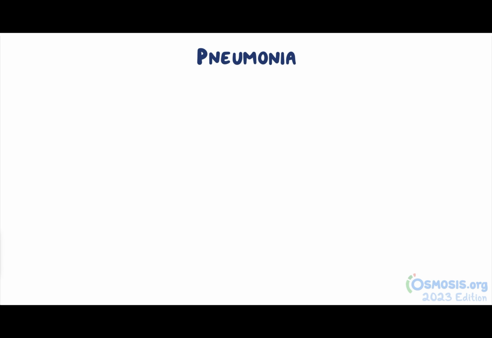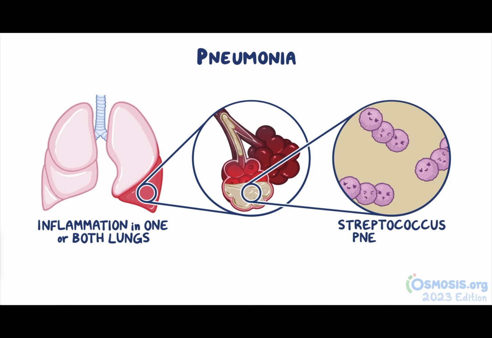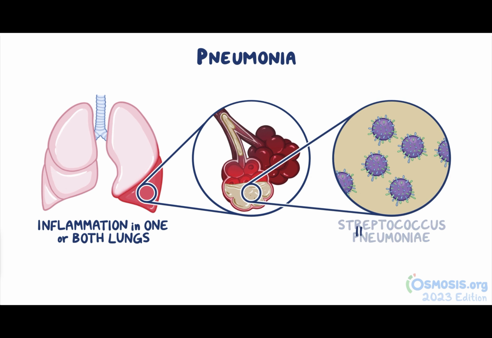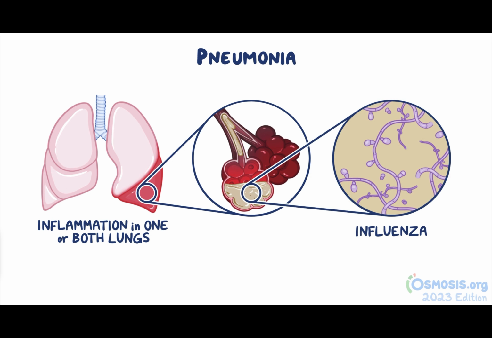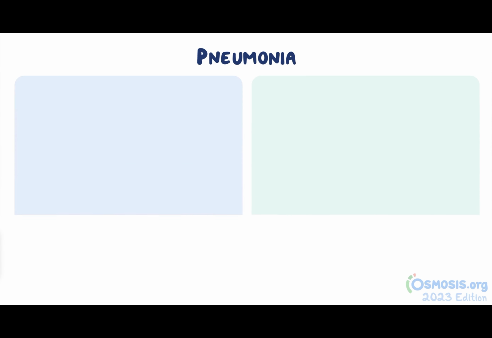Pneumonia is a lung infection that results in inflammation of one or both lungs. Most often, it's caused by bacteria like Streptococcus pneumoniae or viruses such as influenza, but rarely pneumonia can be caused by fungi as well.